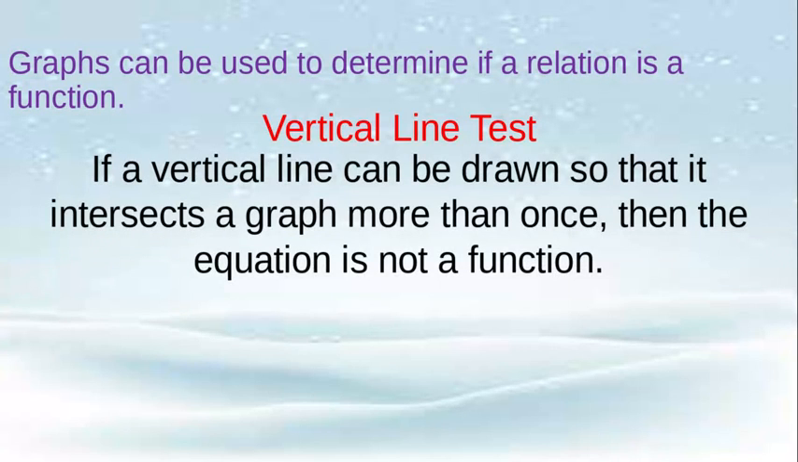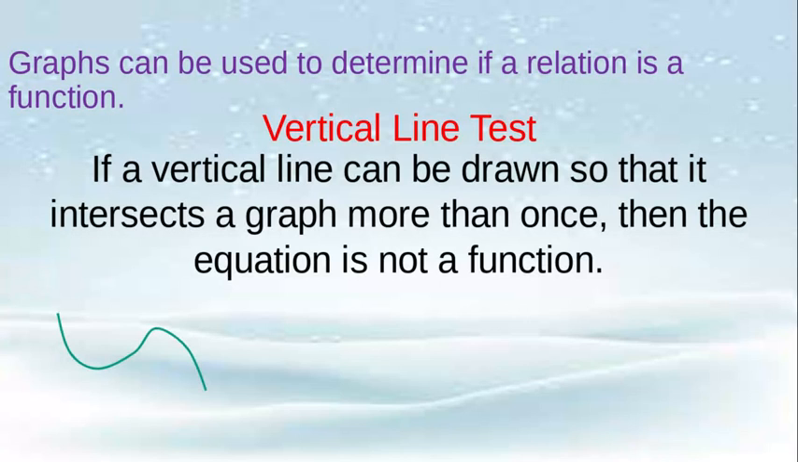And basically all that is if you're looking at a graph and a line on a graph, if a vertical line can be drawn so that it intersects the graph more than once, then it's not a function. All right, so what that means is if you can draw a line straight up and down, and no matter where you put the line, if you can only hit the graph at one spot, then it's a function. But if you draw that vertical line and you can hit the graph more than once, it's not a function.